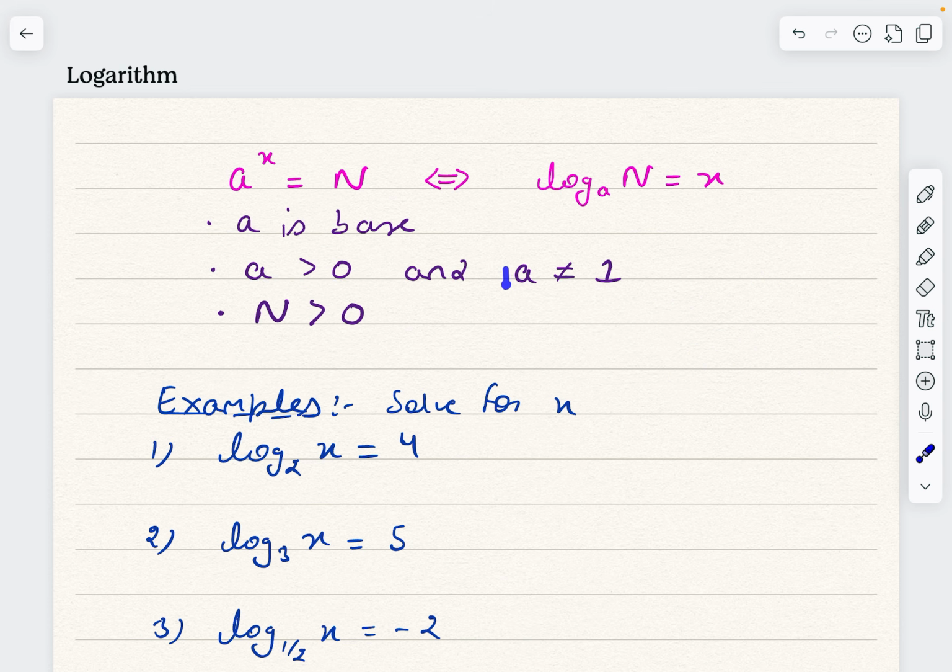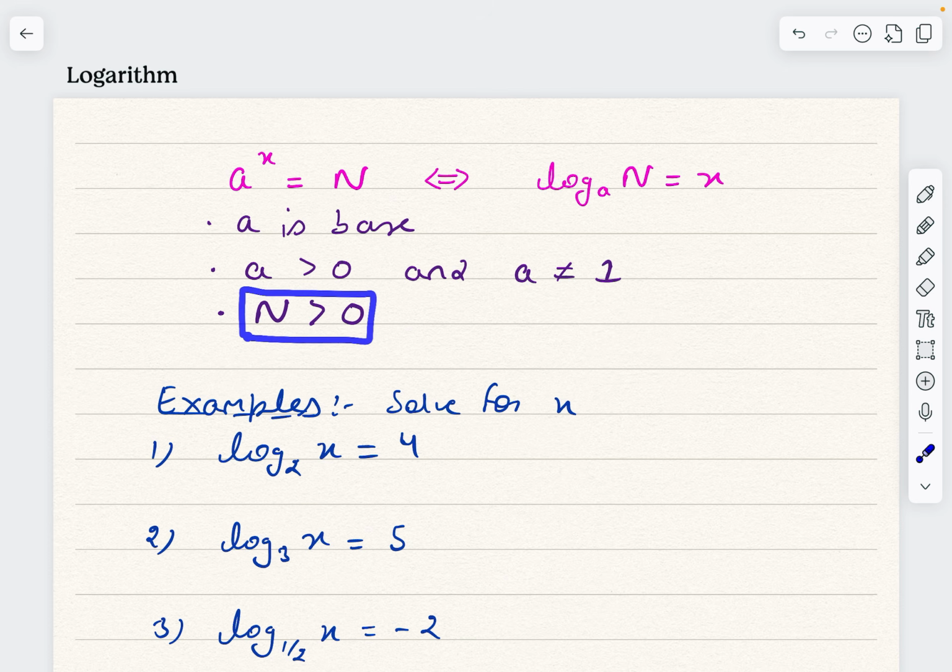Next, a should not be equal to 1. Why? Because if a is equal to 1, you get 1^x, which is always equal to 1. So it will be a constant function only. So we need not study that also. And N should be greater than 0.